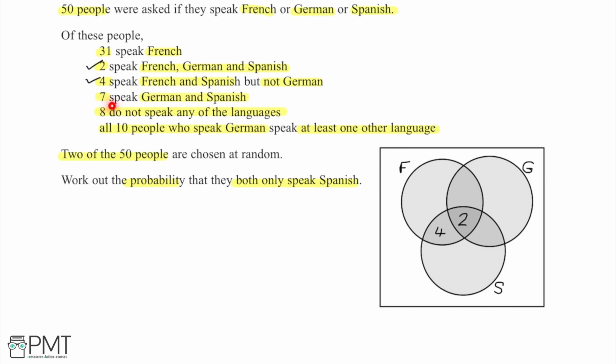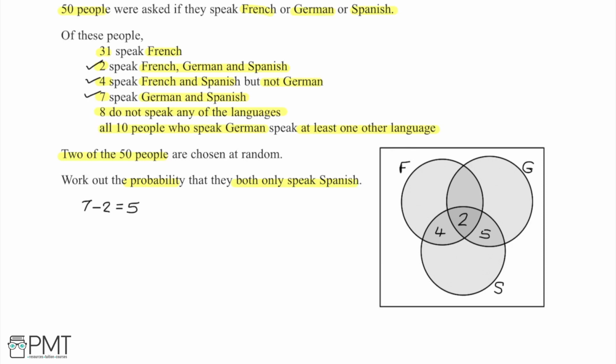We're then told that 7 speak German and Spanish, so the overlap between German and Spanish is this section here. However, we need to be a little bit more careful this time because the people that speak French as well aren't excluded from this statement, so the 7 that speak German and Spanish include those that speak French as well. So this whole section is going to sum to 7. However, we've already got 2 in this part, so this part here is just going to be 7, subtract that 2, which gives us 5 for this section here.